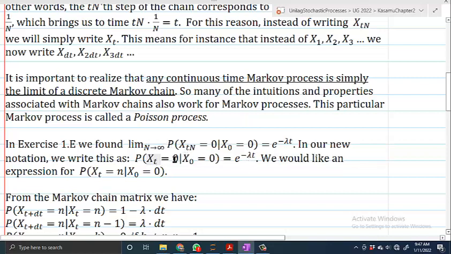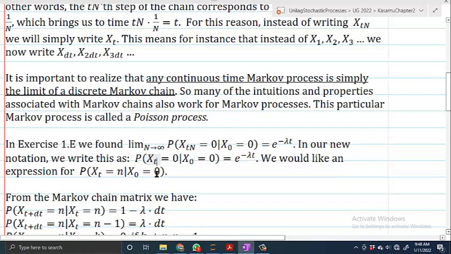So we would like an expression for the probability that xt equals n given x0 equals 0. Remember, xt can move from 0 to 1 to 2 to 3 and so on. The states in this process are discrete. Let's see what we can do to find this expression.